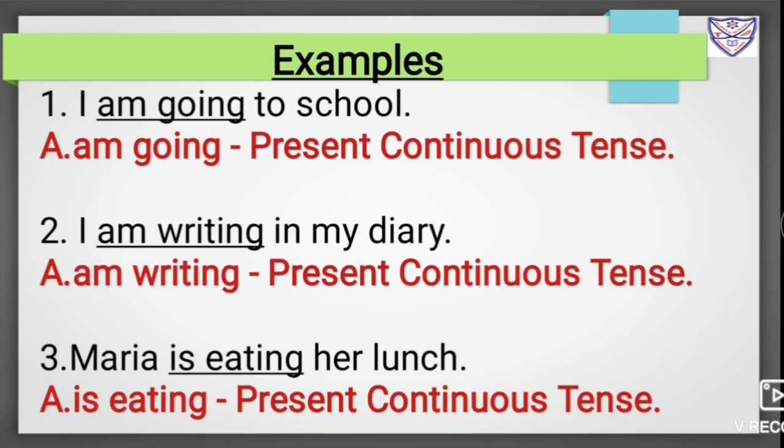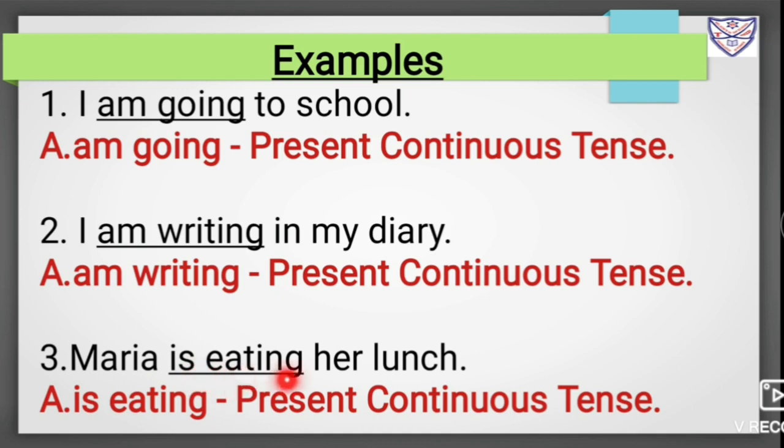Number 3, Maria is eating her lunch. So over here "is eating" is said to be in the present continuous tense. Now Maria is a subject. With the subject we have a helping verb, that is "is". Then we have the verb, that is eat, plus ing. So eat plus ing will become eating.